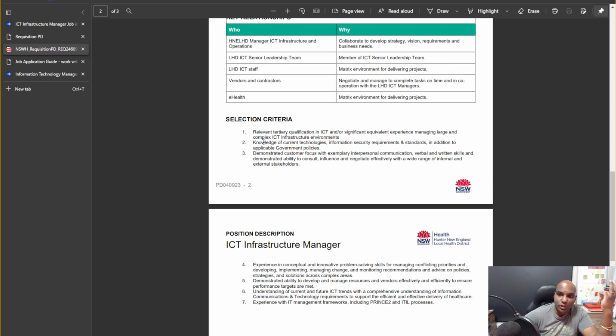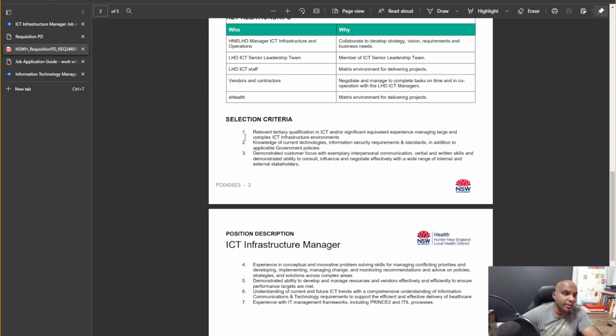Which means situation. So talk about a situation where you exhibited this quality that they're looking for, and then what tasks you performed, and then what actions were required, and then what result was accomplished. So basically that's the kind of format that they expect.